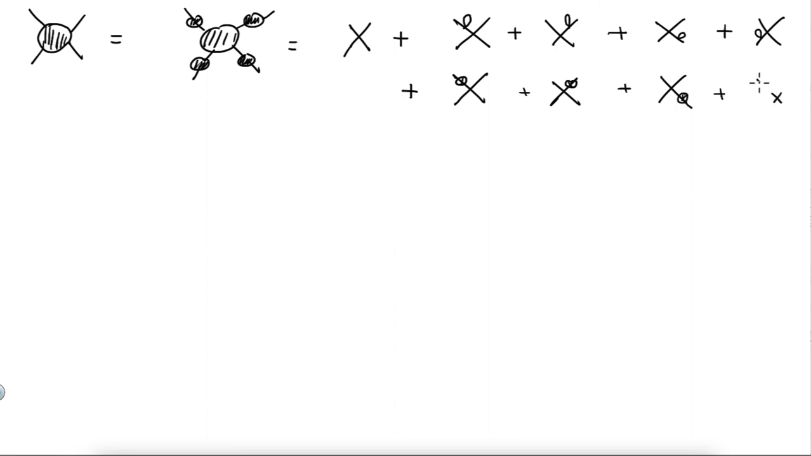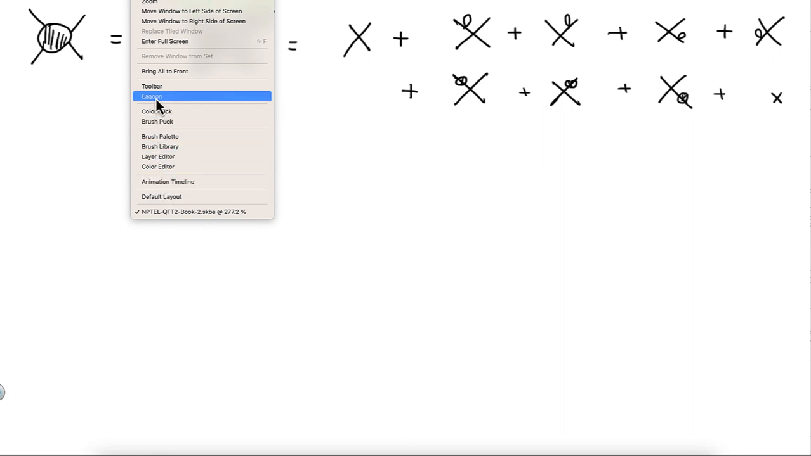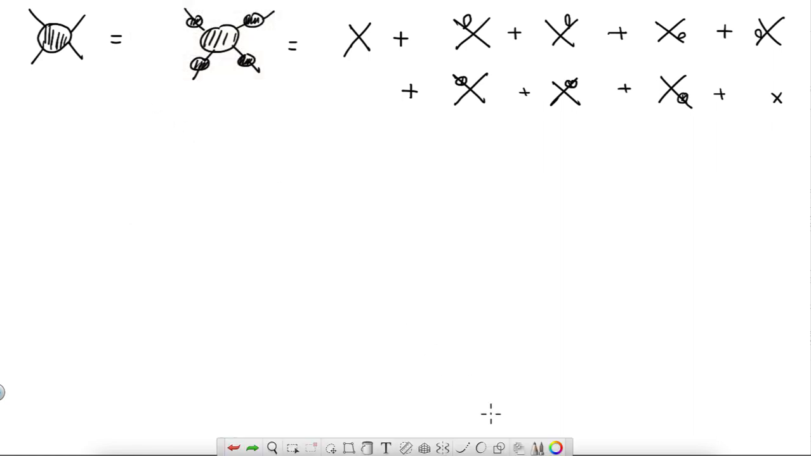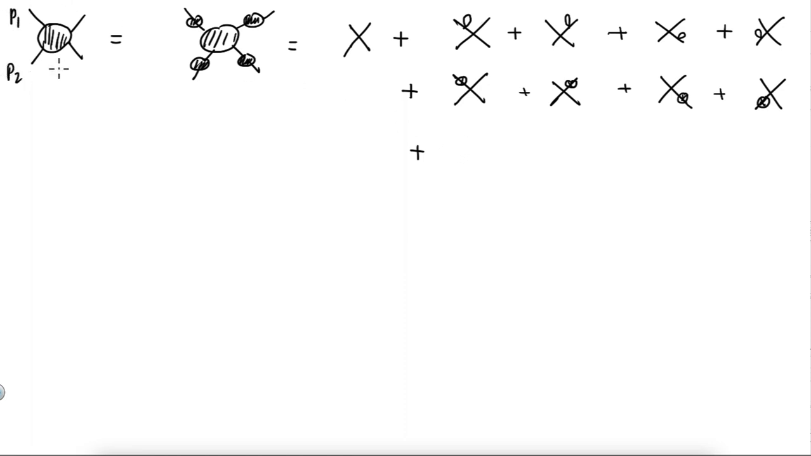How do I remove this? Let's draw it this way. Okay, this can be misleading, so I'll... does it remove? Yes. Okay. And you can have this diagram. Okay, this is also present. And then let's call P1, P2, P3, P4. Let's assign momenta this way.